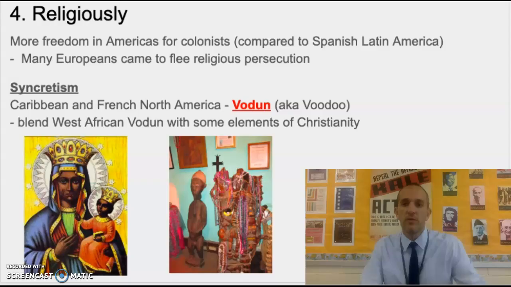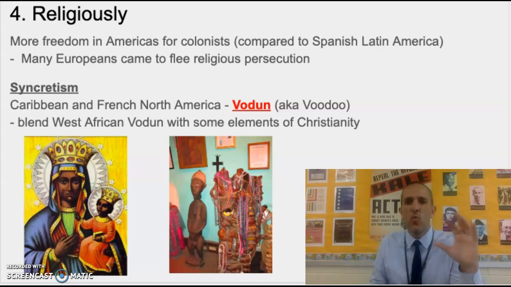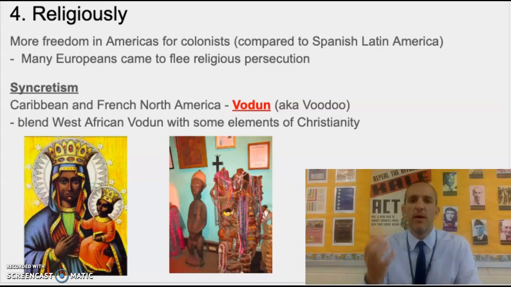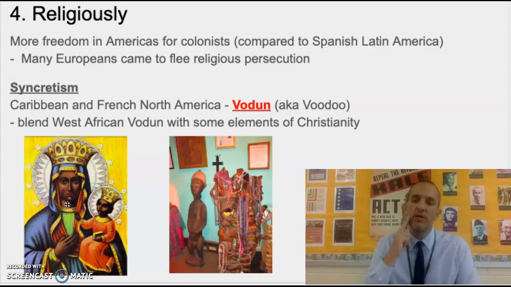There is some syncretism between West Africa and North American religion, especially Christianity. One of the primary ways is voodoo. We'll talk more about this in class, but it's a blend of West African voodoo, so traditional West African practices, with some elements of Christianity. Here's an example of the Christian Mary and Jesus. You can see Mary here has 2 lines across her face, almost like war paint. It's voodoo imagery.